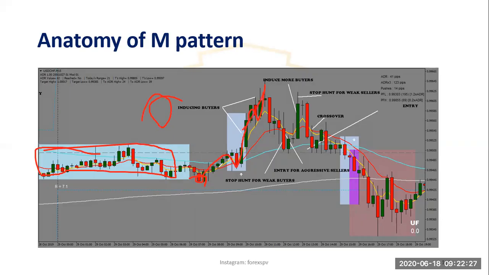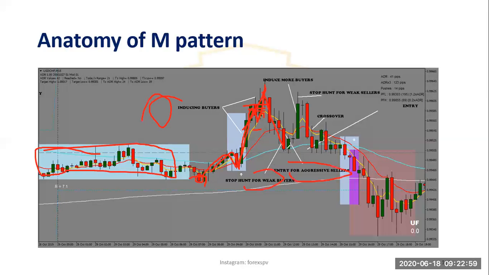So for the first time, it's inducing people. I'm buying, I'm still buying. People will be entering the buy orders, and we have weak traders who enter buys and put their stop loss just below the candles. So this first leg here will be an inducement to those aggressive sellers. It will be an entry for aggressive sellers, but also a stop hunt for weak buyers.